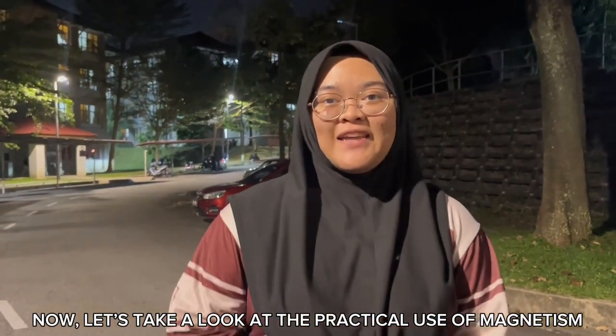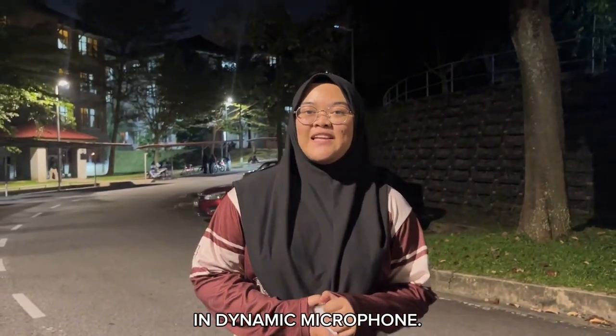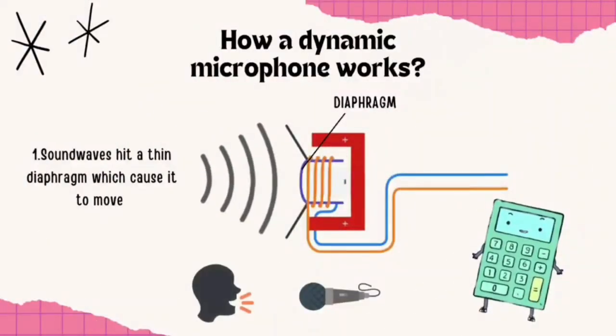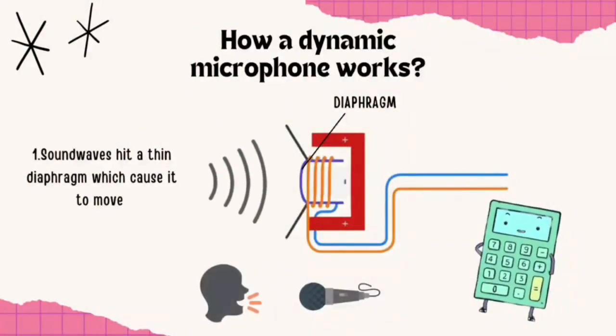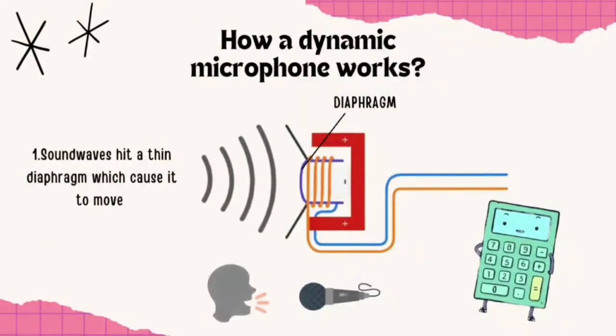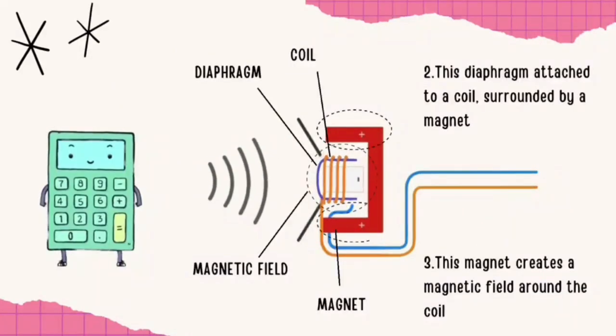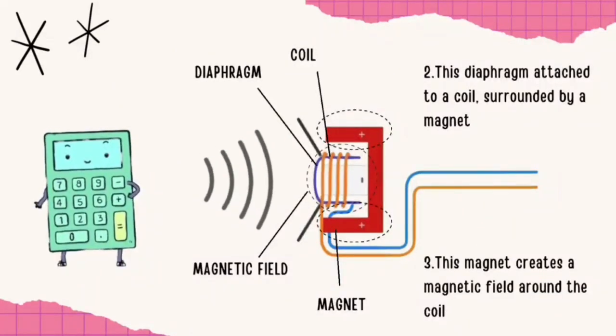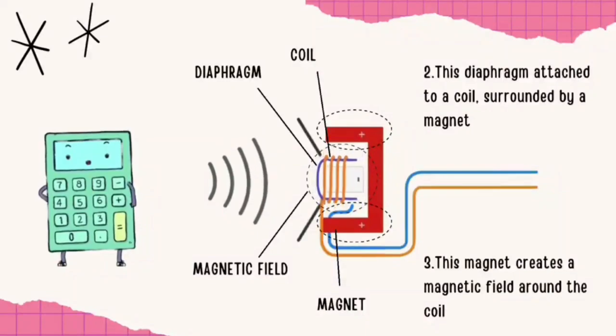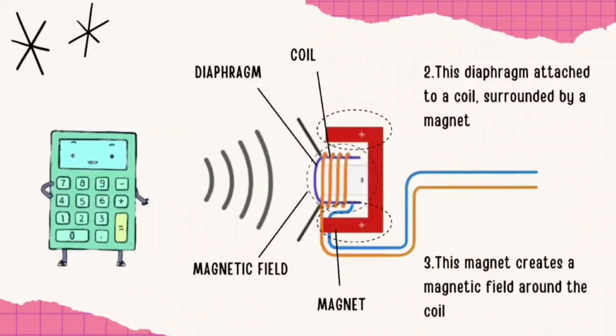Now, let's take a look at the practical use of magnetism in a dynamic microphone. When we speak or make any sound, our voice creates tiny vibrations in the air. This vibration reaches the microphone and causes the diaphragm to move. Because the coil is attached to the diaphragm, it moves too. Now, here's the important part. The coil is moving back and forth inside the magnetic field created by the magnet.